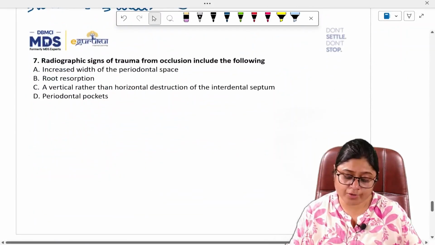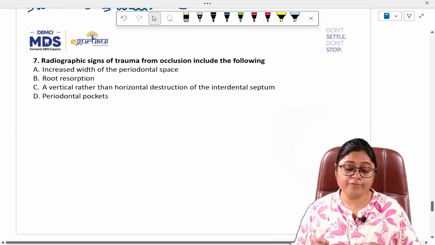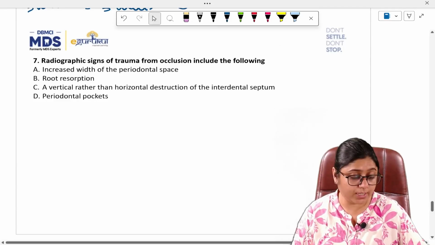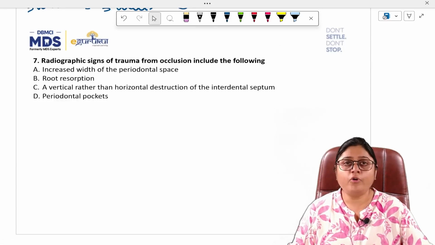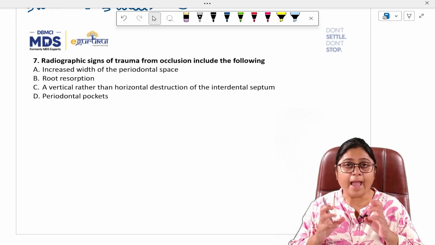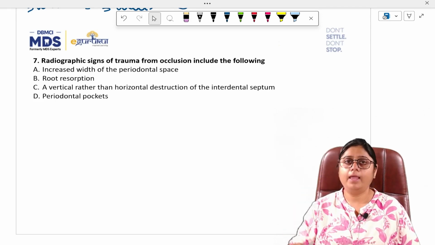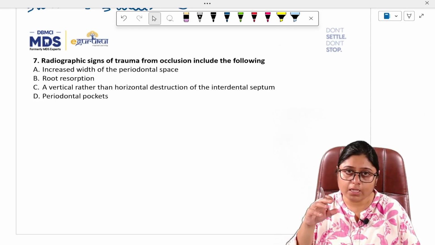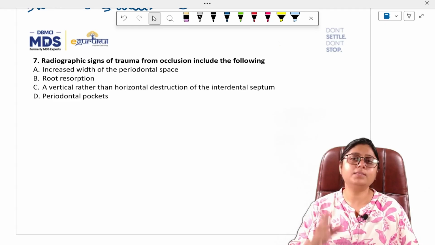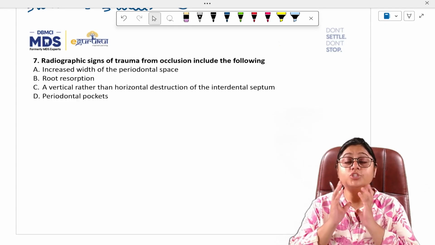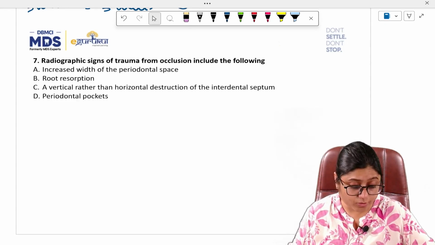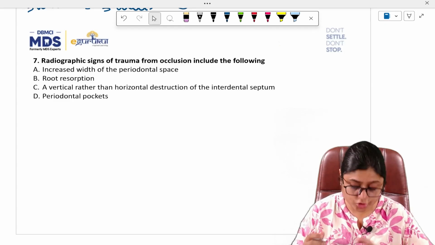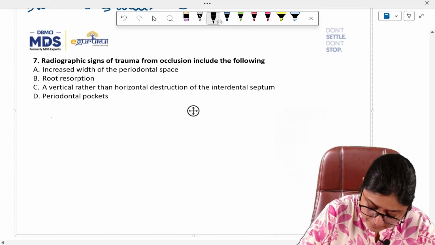Now the last question of this session is, radiographic signs of trauma from occlusion include what? So what is TFO? TFO is the abnormal forces which are exerted onto the periodontium that cause trauma, and it causes certain changes in the periodontium. So let us see what are those changes. So the radiographic signs.